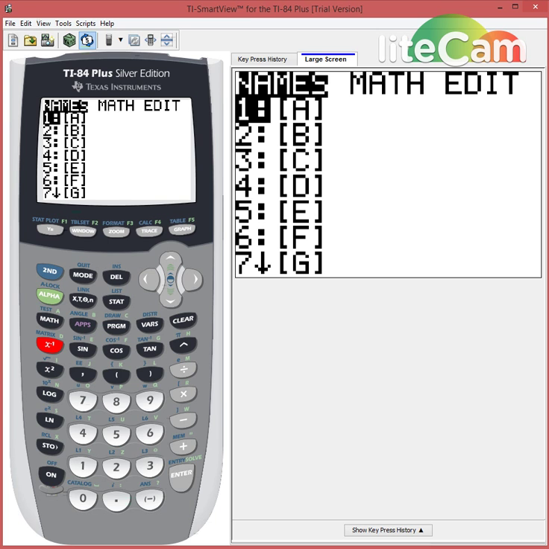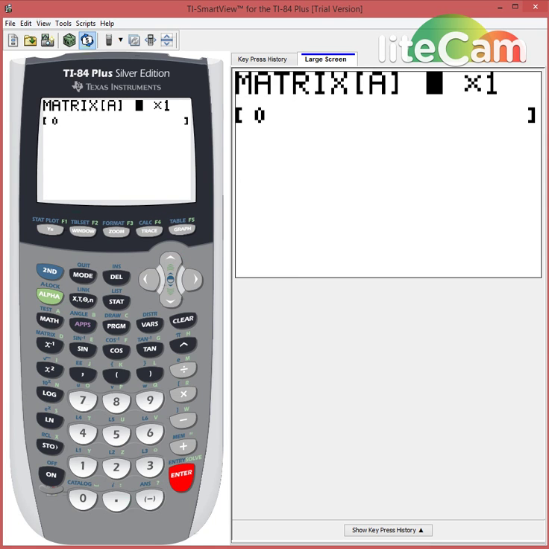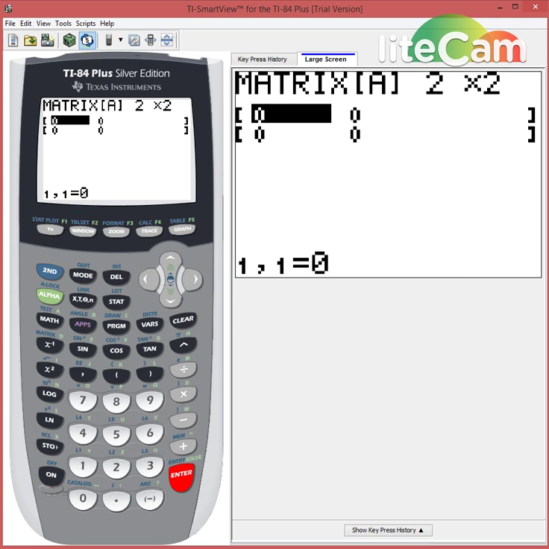I'm going to arrow over to the edit menu, and I can arrow down to whatever matrix I want to put in. At this point, I'm going to put in matrix A. So I'm going to press enter. For matrix A, let's do a 2 by 2 matrix. So I'm going to change the dimensions. I have to do that first. And then I can press enter, and then I'll have 4 numbers that I can enter here.